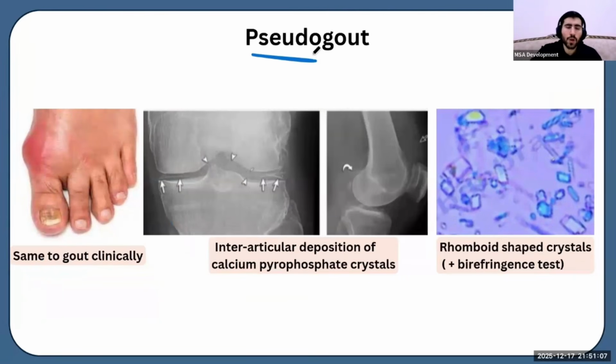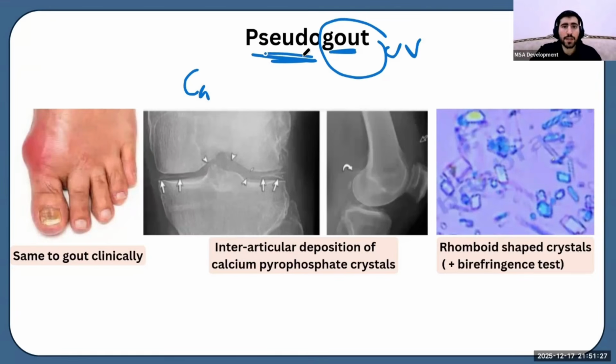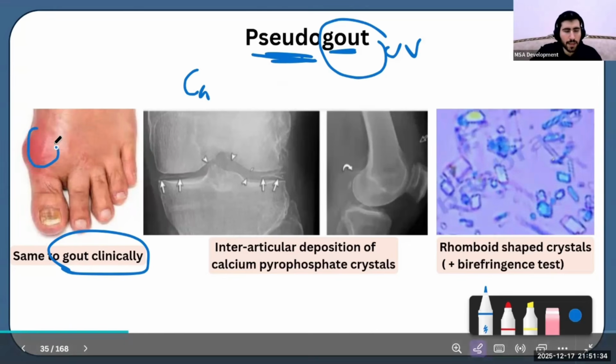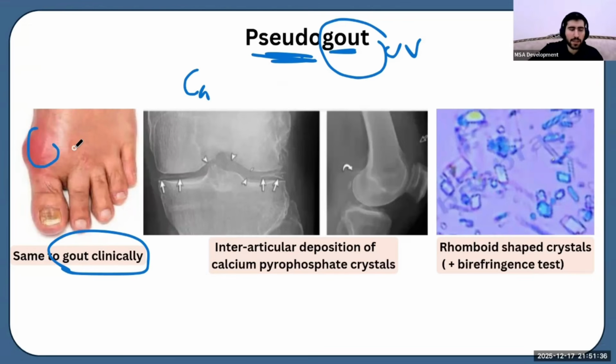Now we have something called pseudogout. So it's similar to gout, however, it's not gout itself. In gout, we have accumulation of uric acid crystals. However, in pseudogout, we have accumulation of calcium pyrophosphate crystals. So in gout we have uric acid, however, in pseudogout we have calcium pyrophosphate. So it's calcium accumulation. Clinically, it's the same as gout. It accumulates in the ankle, in the big toe, in the knee, and causes severe pain.